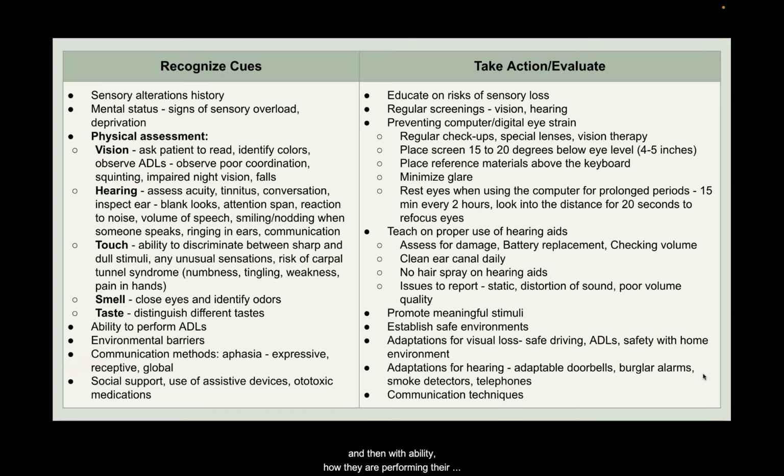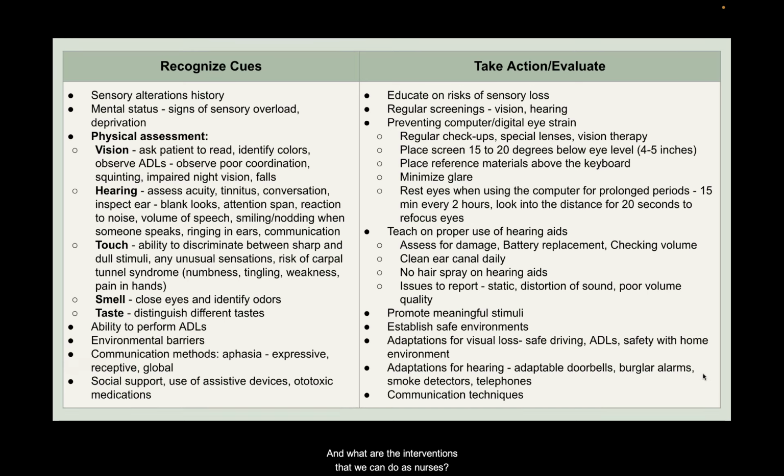And then with ability, how they are performing their ADLs, are they safe? Did they have any falls? Things like that. Talk to them about environmental barriers at home. Communication methods, see if they have aphasia. There are 3 different types of aphasia, right? Expressive, receptive, and global. See if they have any of those types of aphasia. Social support, do they have any social support, any family that helps them, any neighbors? Do they use assistive devices? Are they taking any medications that are ototoxic?